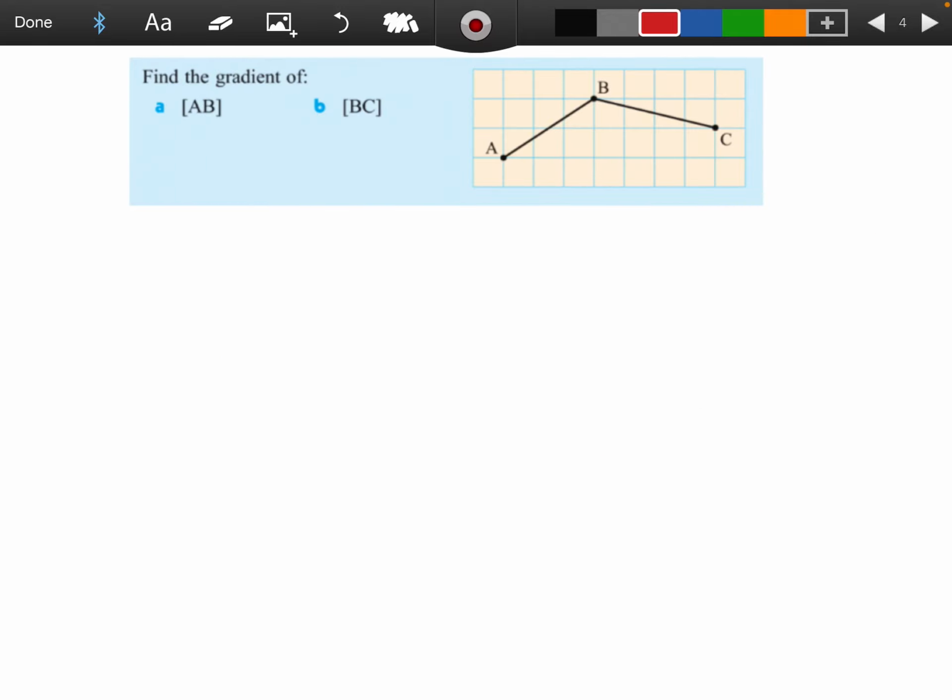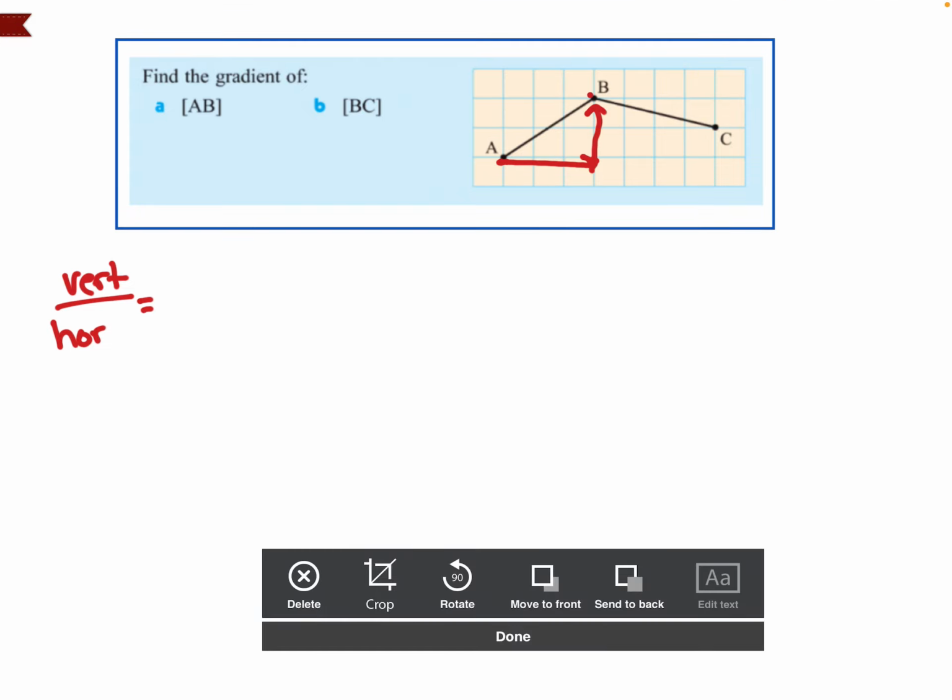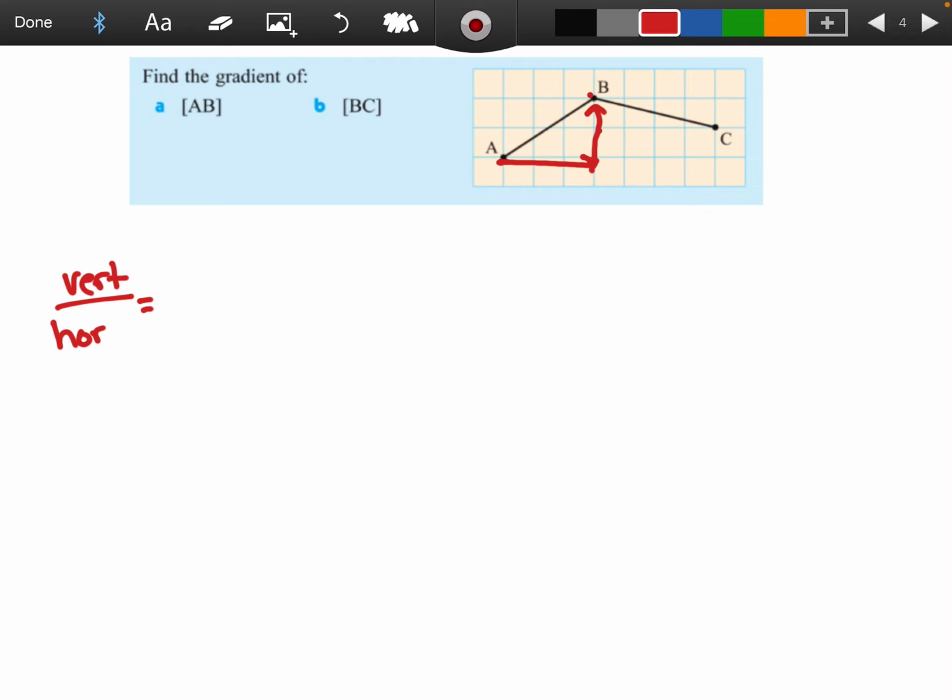All right, so let's put this into practice. Let's actually find the gradient of this segment of the line from A to B. So we need to know the horizontal step. We need to know the vertical step. So we've got vertical step over horizontal step. My vertical step going from here is 0, 1, 2. So my vertical step is 2. Horizontal step is 3. So I cannot reduce that anymore. So the slope of AB is 2 over 3.